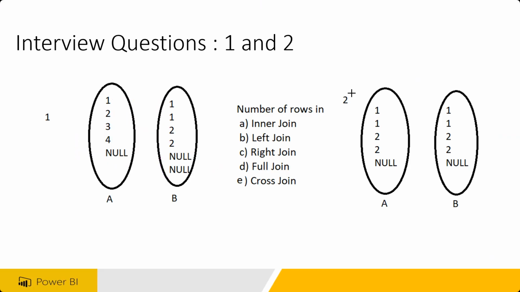Okay. Now the second question I'm going to be answering: how much data is the matching data? 1 and 1 is getting repeated 2 times.